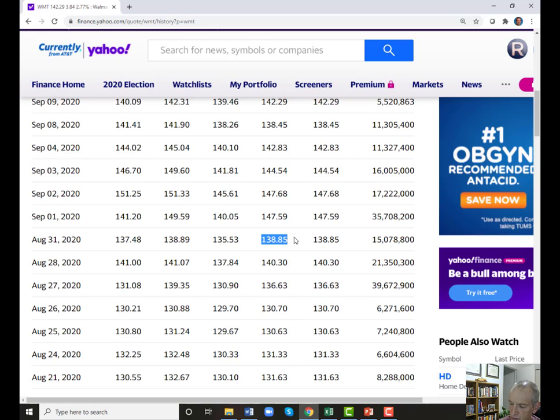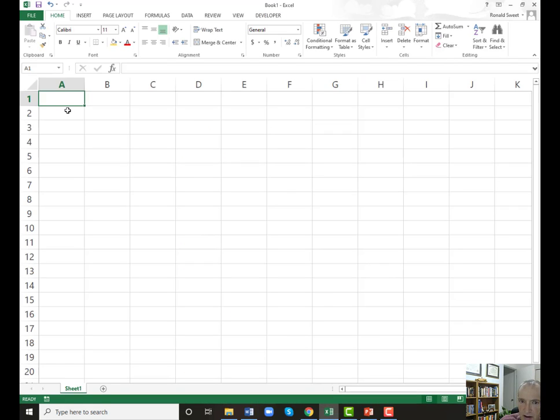So I'm going to switch over to Excel, and we will calculate their returns using these numbers. So let me type in what we've got here. We've got May 29th, which is really May 31st. We have June 30th. We have July 31st. And we have August 31st.